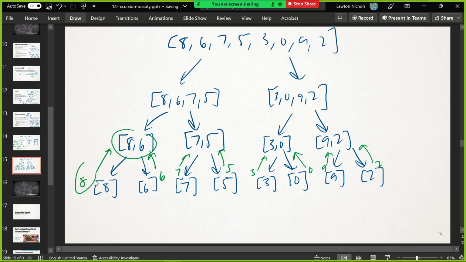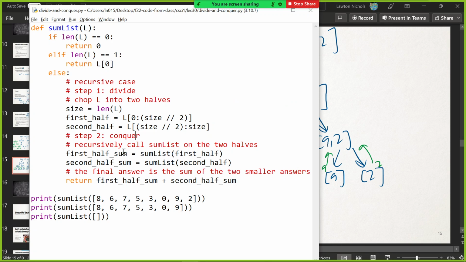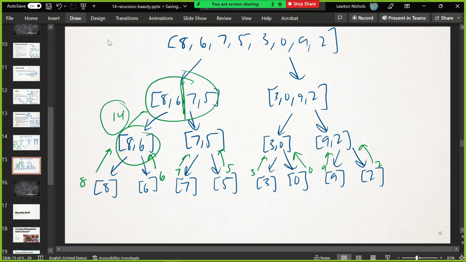And then these, see these answers, right? Those were its first half sum and second half sum. Its final answer, now that it has those, is add them up. Add them up, give that back. That's the total answer. So what's the sum of 8 and 6? Well, divide, conquer, give back the result. It is 8 plus 6 is 14. So it gave back 14 to whoever called it. It was this call that was asking for the sum of this list. It chopped it in half, and we finally have the answer 14 for the first half. Does that make sense how it's building itself back up?